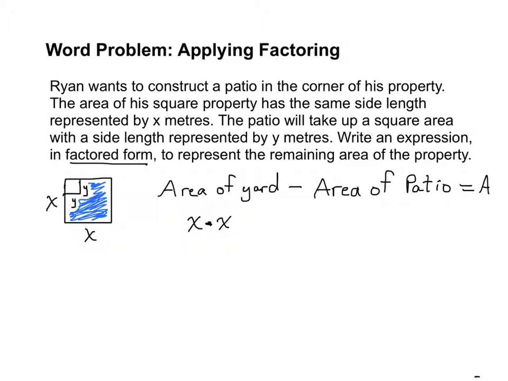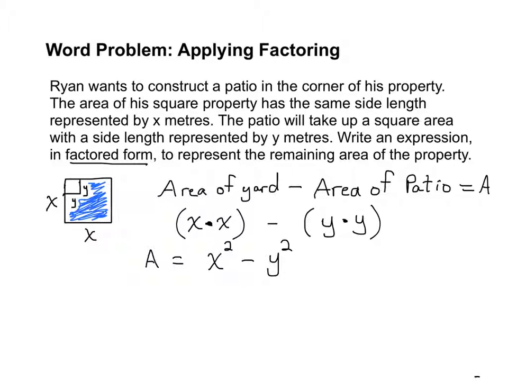That little dot there in the middle of the expression means times. And then we would have minus the area of the patio, again, would be length times width, or y times itself, because it's a square. And if we simplify that, we get x squared minus y squared. And that would be equal to the remaining area.